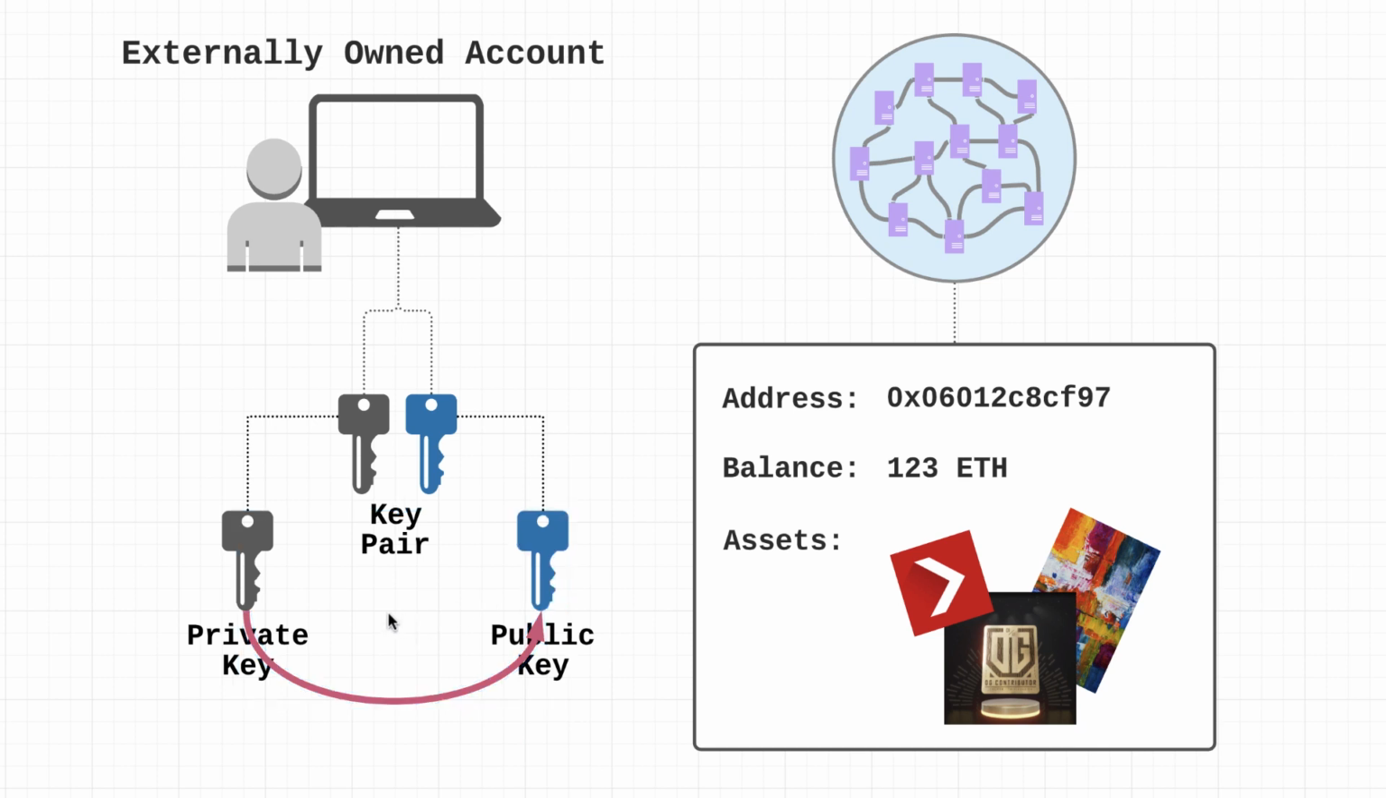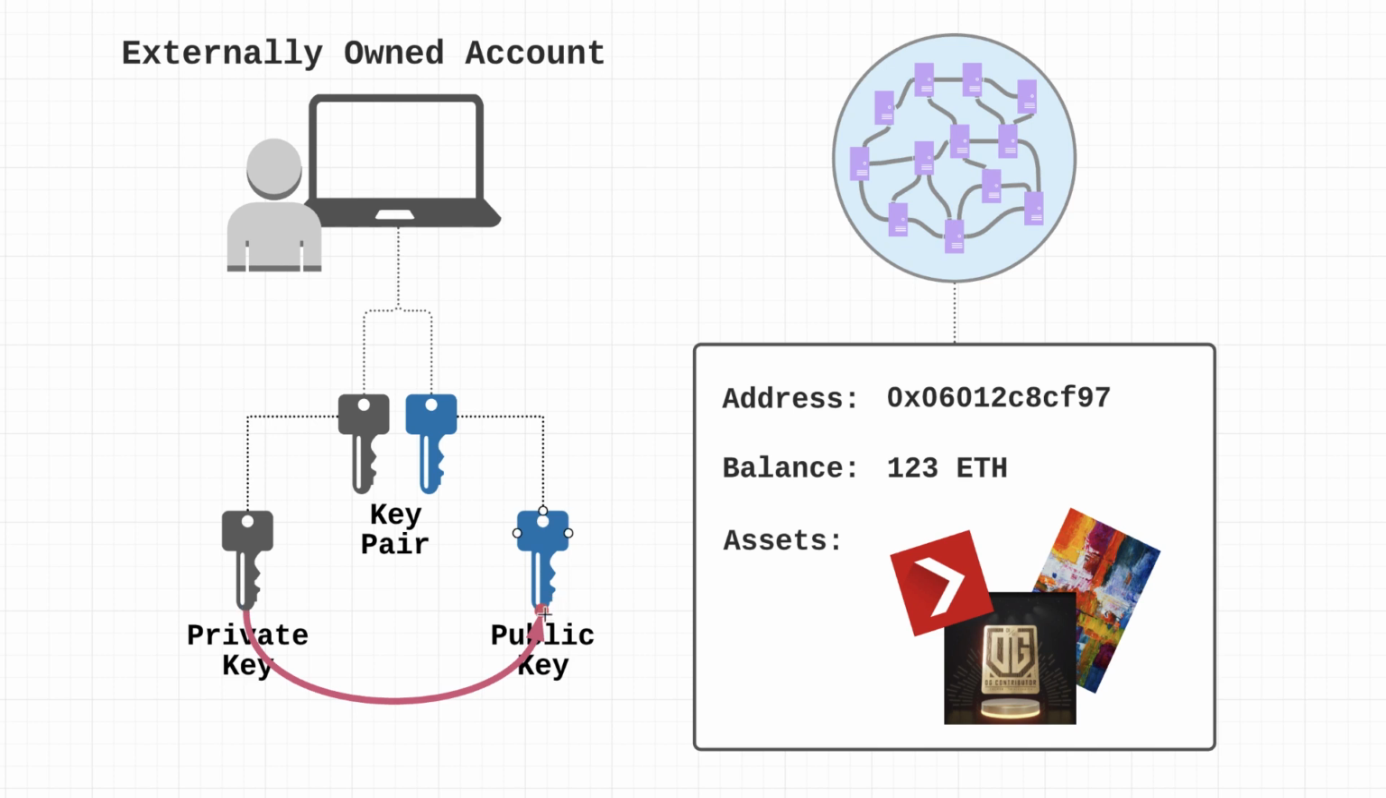Now, this is where things get interesting. If you have the public key, you cannot figure out the private key. That's why the term one-way function comes in, because you can essentially calculate something in one way, but not backwards the other way. Now, what is the relationship between this public key and the address?